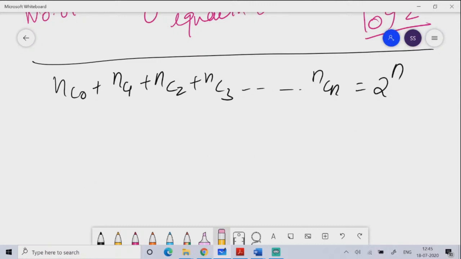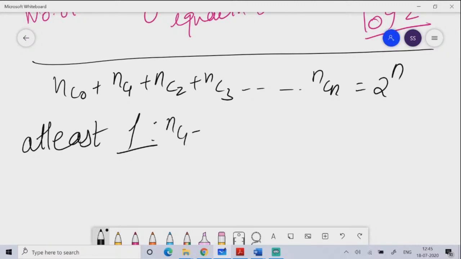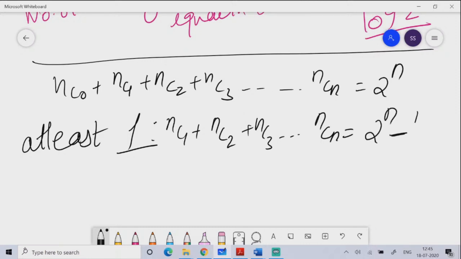Very important for you. Suppose you are creating a set that consists of n elements. If I ask you how many subsets are possible, you will say 2 to the power n. If I ask you how many proper subsets are possible, where the null set is not there, that means at least one. At least one means nC1 plus nC2 plus nC3 till nCn, so 2 to the power n minus nC0. So at least 1 means 2 to the power n minus 1.